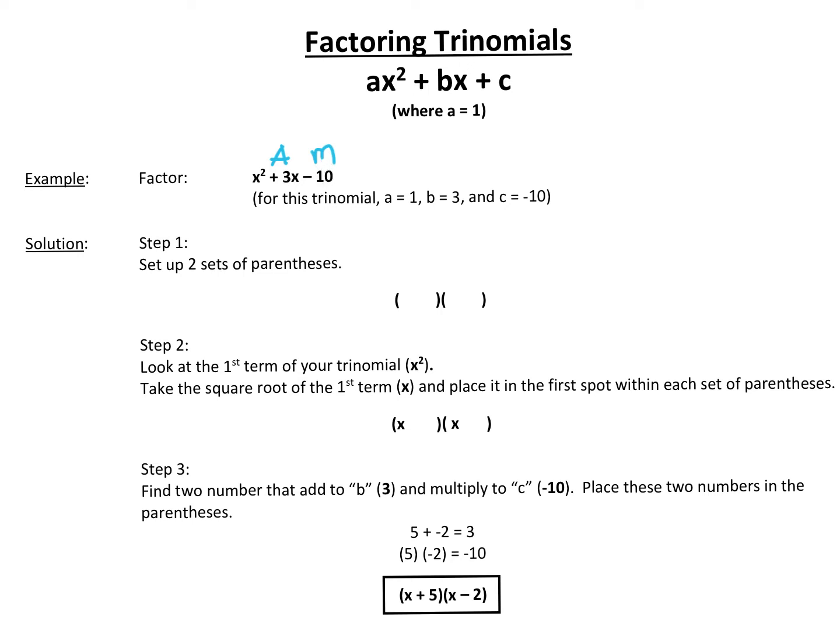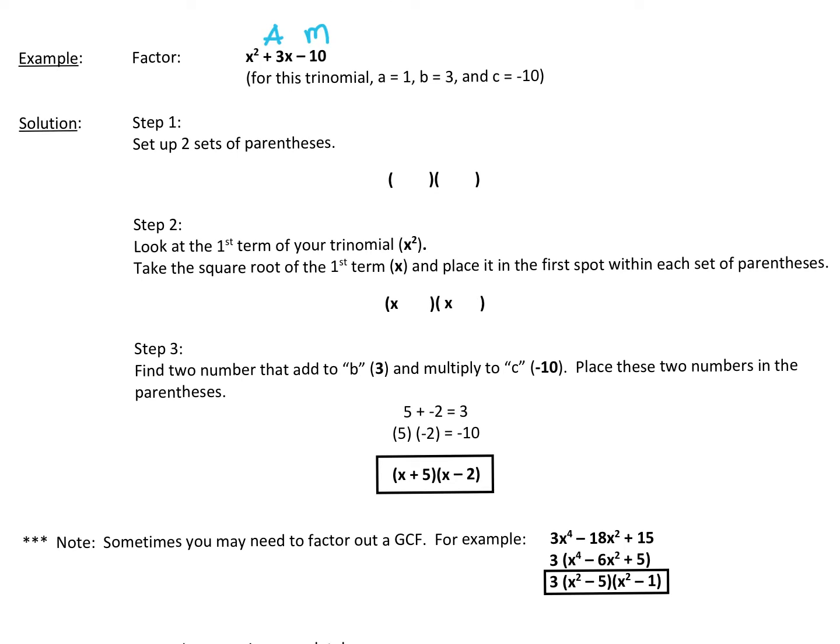All right, so if you look down here, I'm just going to slide this up. I found those 2 numbers: 5 and negative 2. 5 plus negative 2, when you add them, gives you b, the middle term, which is 3. And 5 times negative 2, when you multiply, gives you c, which is negative 10. So we're going to take those 2 numbers, the 5 and the negative 2, and put them in the second spot within each parenthesis. So positive 5 and negative 2.